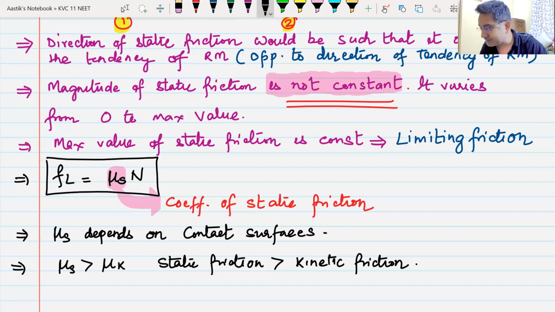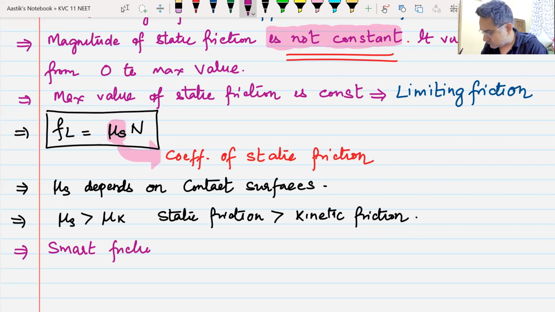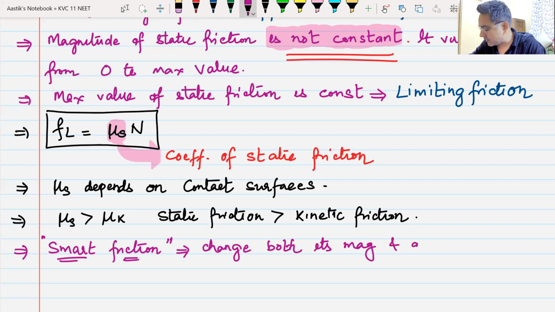Do we understand this? Now, coming back to static friction, I call static friction smart friction. S for static, S for smart. Why do I call it smart? Because it can change both its magnitude and direction, and we will see it. Static friction is very smart. It can change its magnitude, it can change its direction.